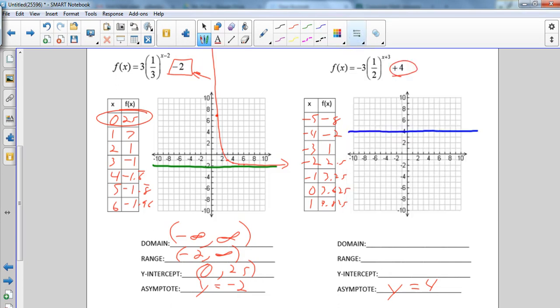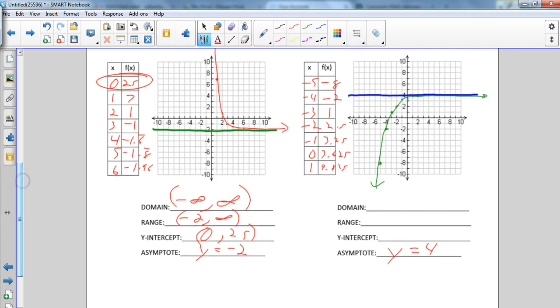So, -5, -8. Why am I starting down here? Because this negative out here is flipping it upside down. -4, -2, -3, +1, -2, +2, -1, 3.25, 0, 3.625, and then we're just going to get closer and closer to that force field and just skate along.